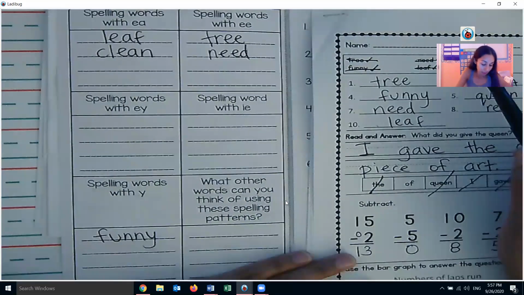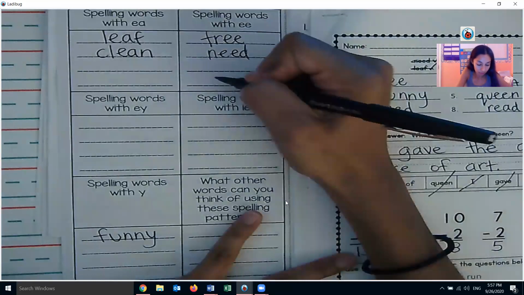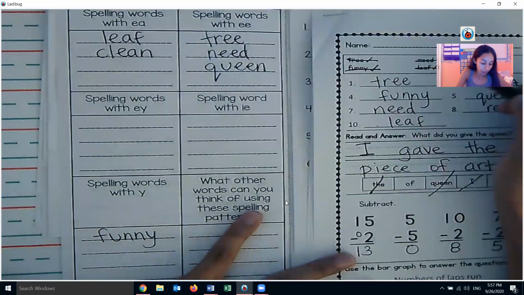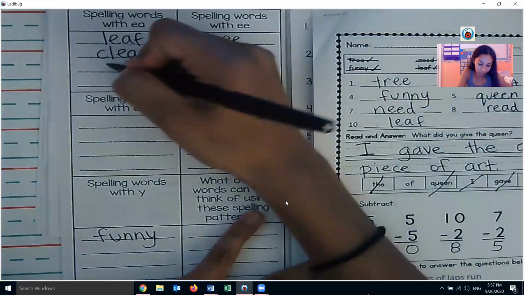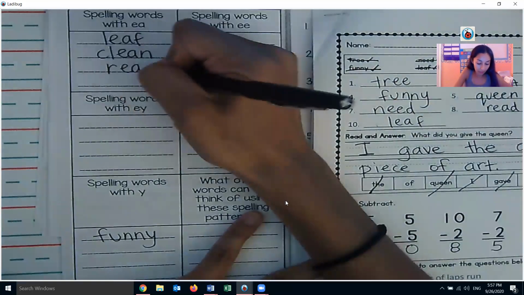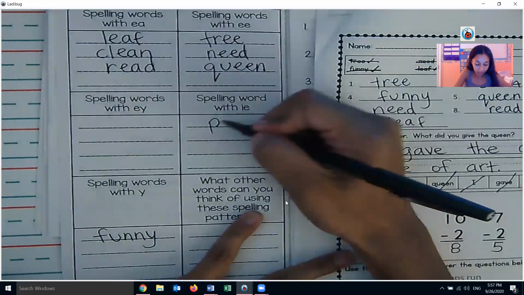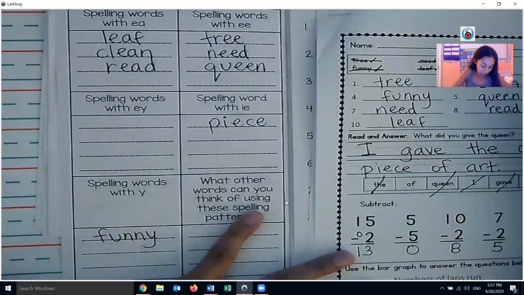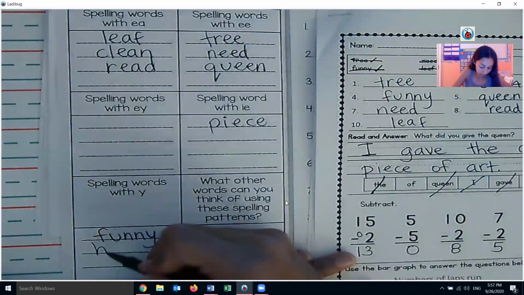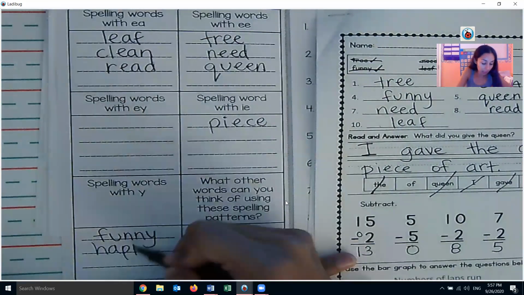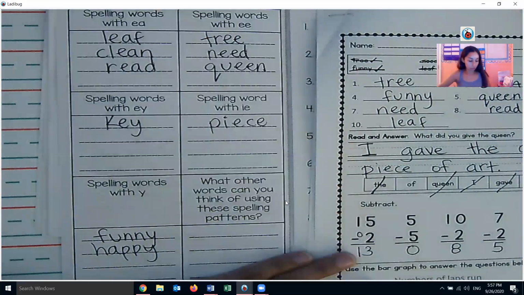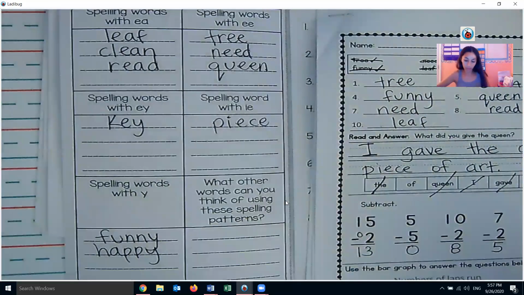Queen has double E. Read is EA. Peace has IE. Happy has Y, just a Y. And key has EY. Oh, did I miss one? Oh, I have leaf. Okay.